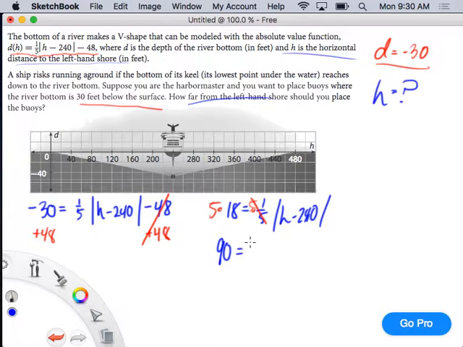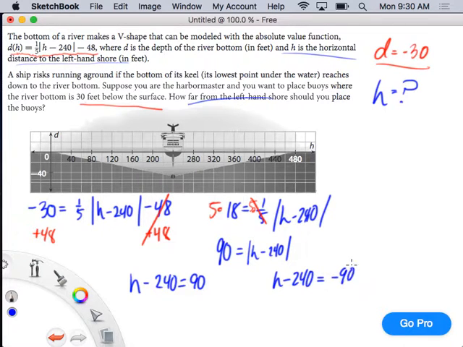Equals the absolute value of H minus 240. But have I isolated? Yeah. All I've got left is my absolute value. So now I rewrite. Okay, so I rewrite it as H minus 240 equals 90. And H minus 240 equals what, class? Negative 90. Good. Add 240 to both sides.